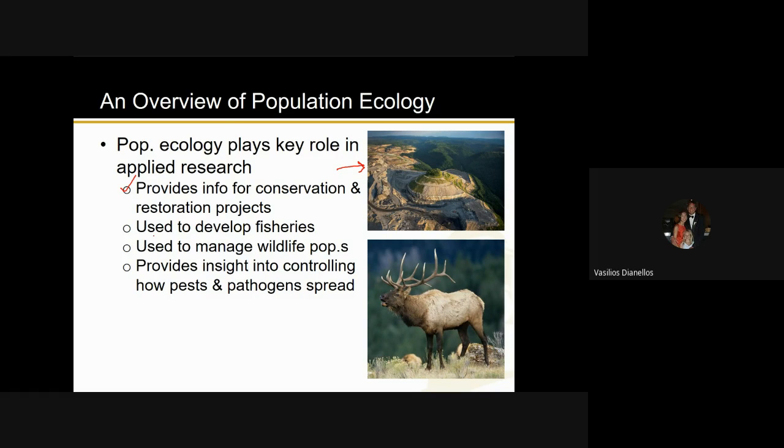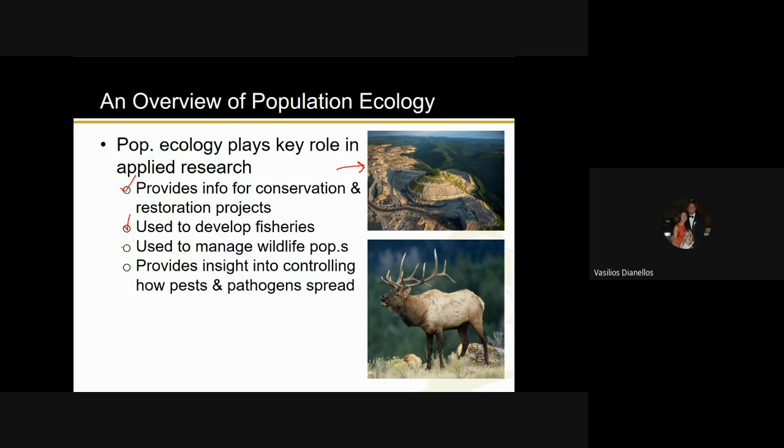So if you've ever fished in West Virginia, if you have the license to fish in West Virginia, that's where this money goes, right? Especially in West Virginia, they stock the rivers with certain species of fish. And again, population ecology is important for that because you need to know how many fish do you need to put in there? At what time of year do they need to go in? All the different considerations.